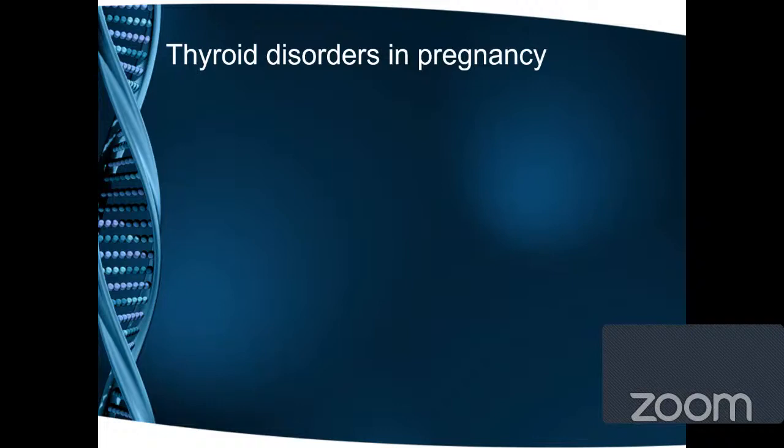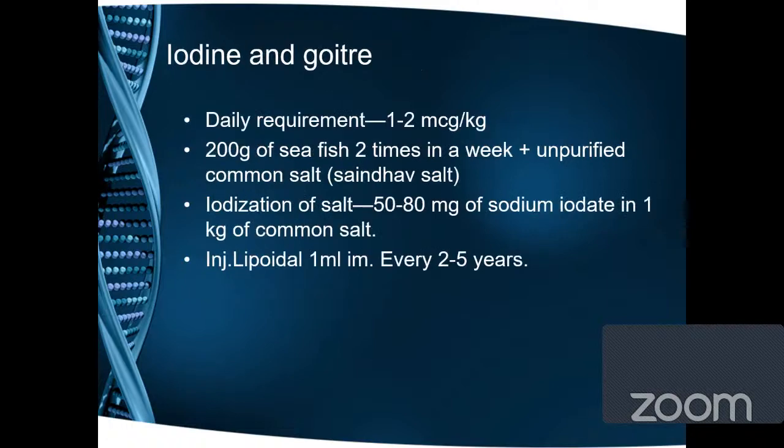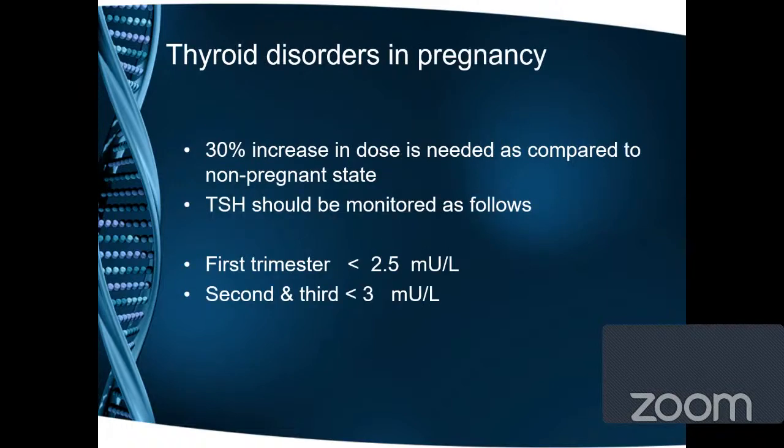Now, thyroid disorders in pregnancy. I told you already that comparatively a 30% increase in the dose is needed as compared to the non-pregnant state. TSH should be monitored as follows. In the first trimester, you try to maintain the TSH less than 2.5 milliunits. In the second and third, it will be 3 milliunits. So this range we need to maintain. And we are increasing the dose by 30%. This I told you already, because of increased levels of TBG.